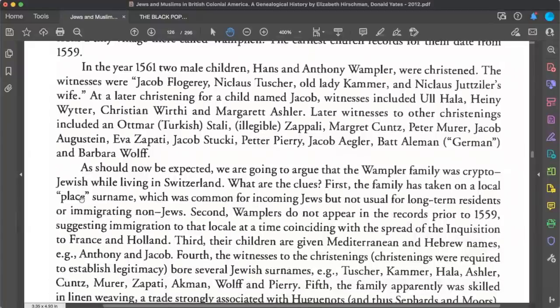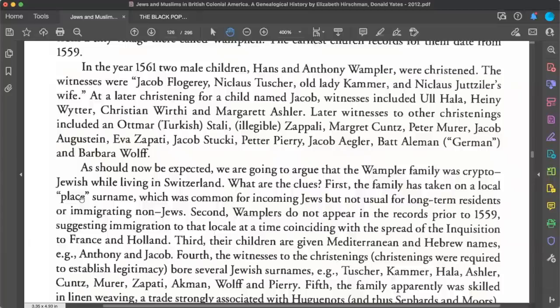Wife. At a later christening for a child named Jacob, witnesses include Ul Hela, Haney Witter, Christian Worthy, and Margaret Ashler. Later witnesses to other christenings included an Ottomar Turkish Stali, an eligible Sapali Margaret Kunz, Peter Moorer, Jacob Augustine, Eva Sapati, Jacob Stuckey, Peter Perry, Jacob Egler, Bat Elemon or German, and Barbara Wolf.